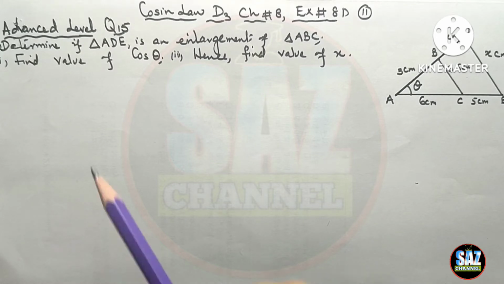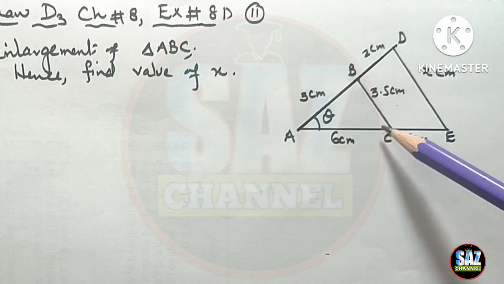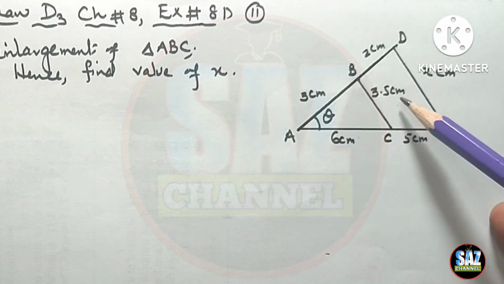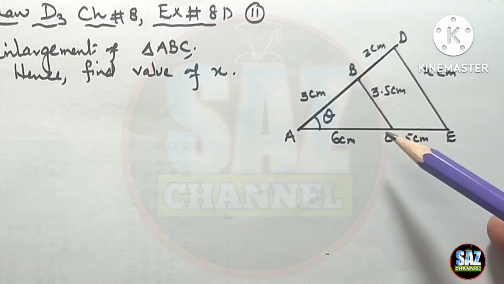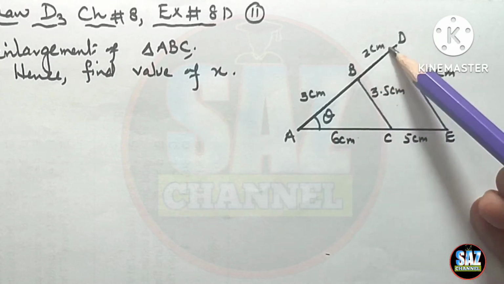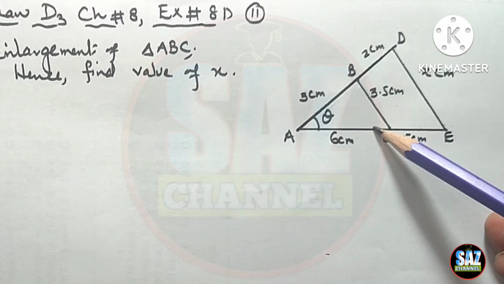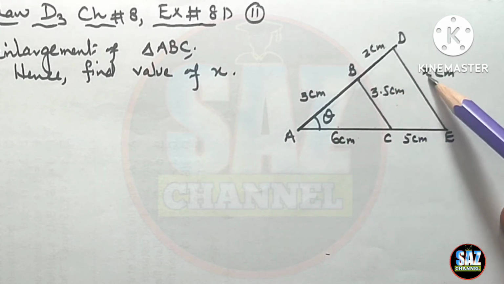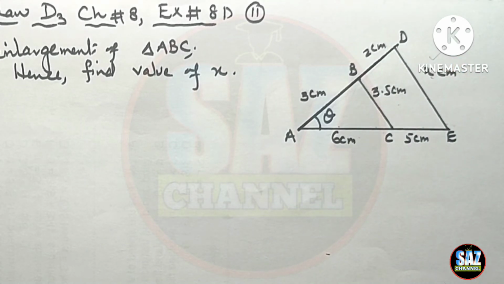Question 15 says that the figure shows two triangles ABC and ADE. Okay, there are two triangles. One is ABC triangle and the other one is ADE triangle, and we have to decide whether ADE is the enlargement of triangle ABC or not. And then we have to find the value of cos of theta, and then the final requirement of the question is that we have to find the missing length. We'll be discussing each part one by one.